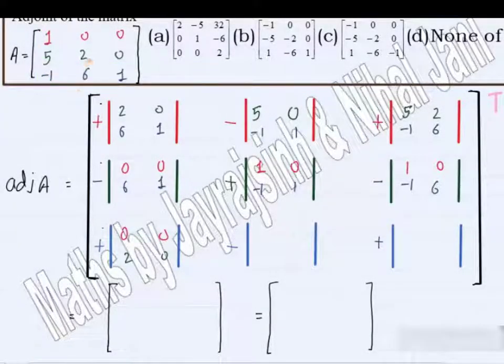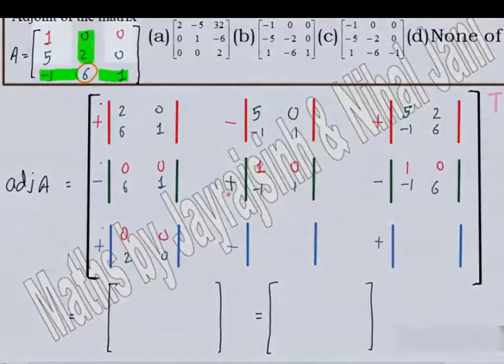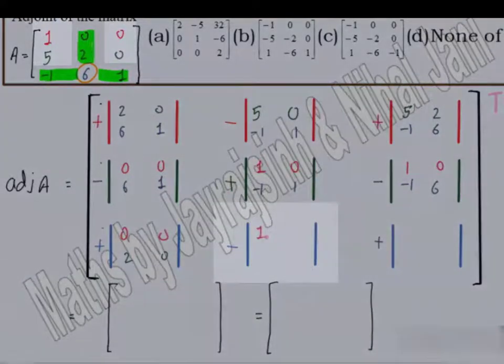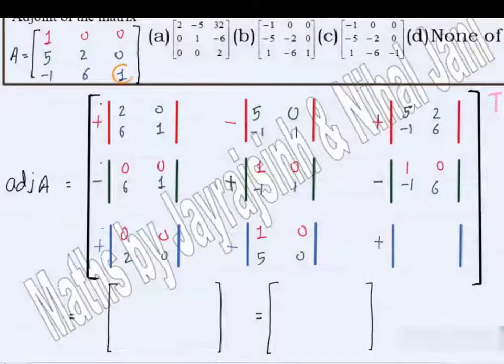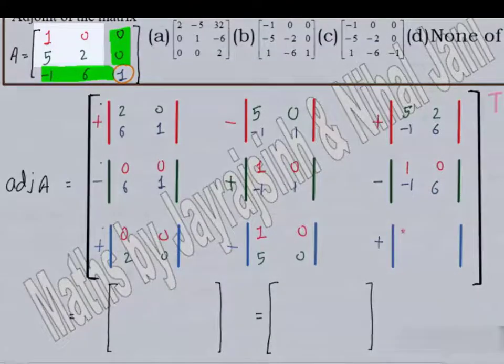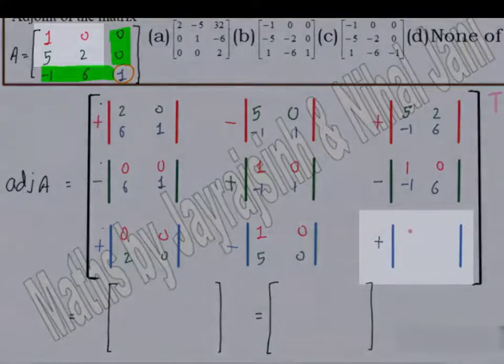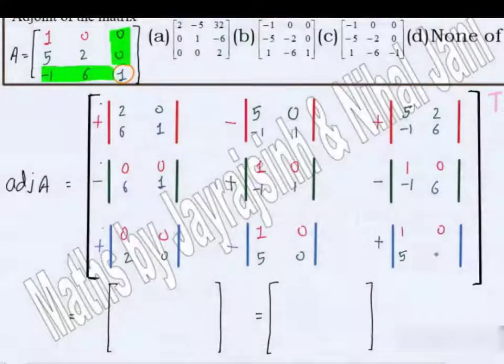Then the next element is 6, and its cofactor is 1, 0, 5, 0. And finally, for the last element, we have to ignore the third row, third column. We will get 1, 0 and 5, 2. Now we just have to simplify.